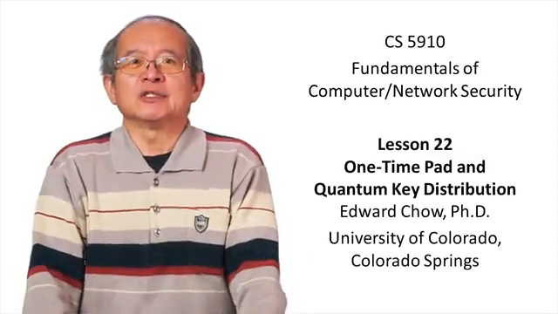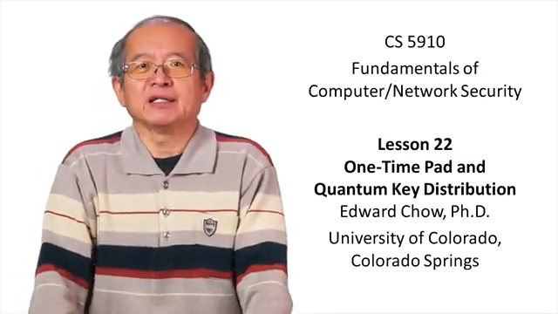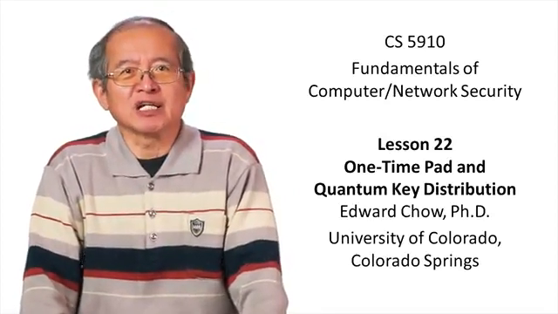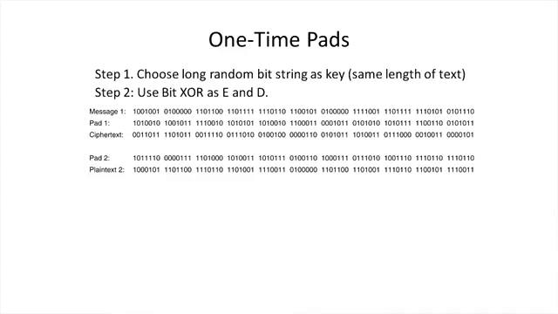In this lesson, we introduce one-time pad. This is a scheme considered to be the strongest encryption method ever. First, we choose a long random bit sequence as key, which is as long as the bit length of your plain text. Then we use XOR operations on plain text and the key to generate the ciphertext. See here as the second row.